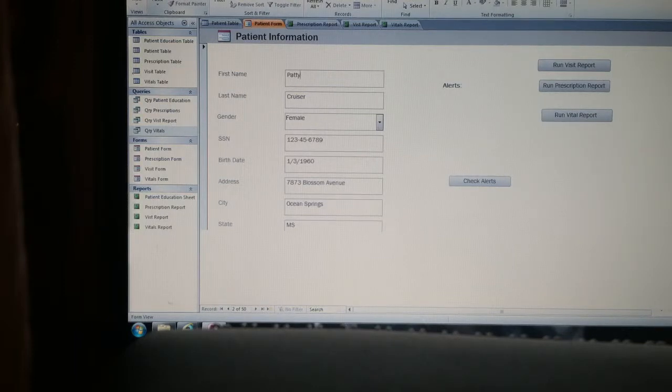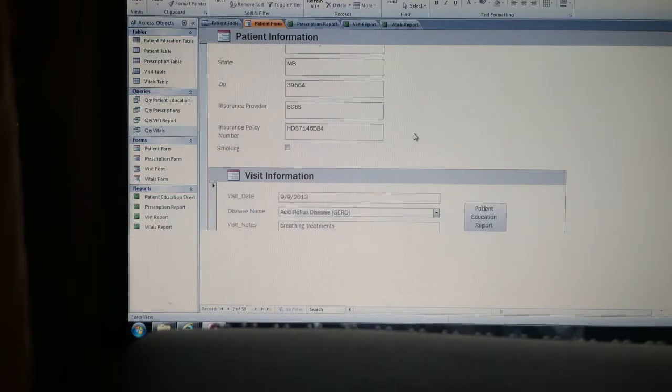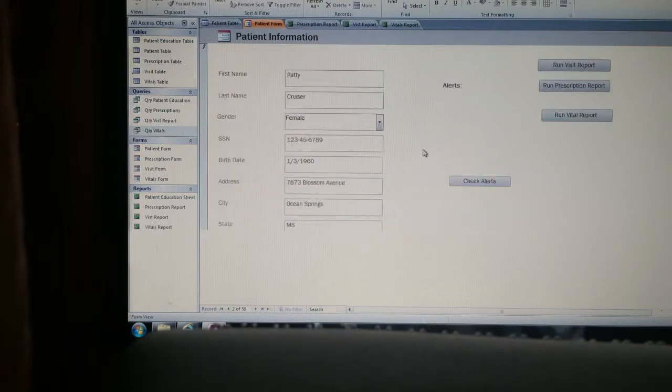As you can see here, I've pulled up our patient form with Miss Patty Cruiser. From here we have many different functionalities. We can scroll down here to the bottom and it can have a smoking status, which is a yes or no answer. The doctors can come in here, check smoking for yes, or don't click anything for no. So we have Miss Patty Cruiser. It's a non-smoking patient.